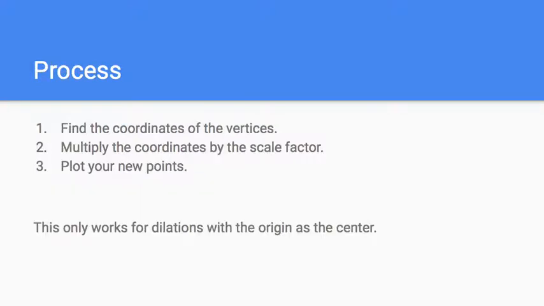Now, to do this, you first find the coordinates of the vertices. So you look at the figure that you have and you find those coordinates. You then multiply your coordinates by whatever the scale factor is and you plot your new points. Now this is only going to work with dilations that have the origin as the center, but those are the only ones that you're going to be looking at. So this is the process that you need to use.